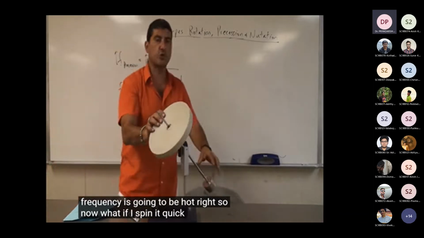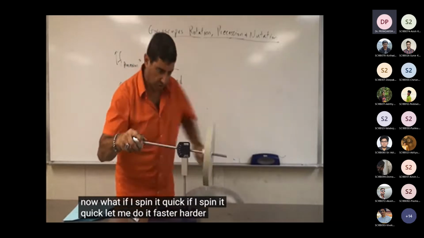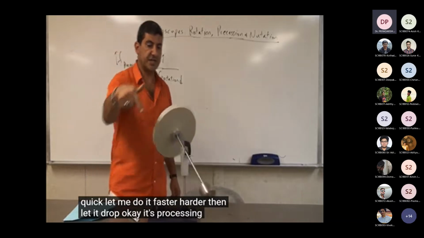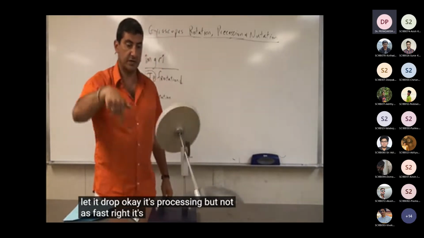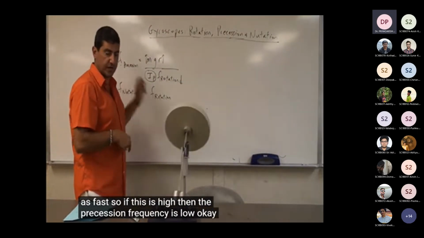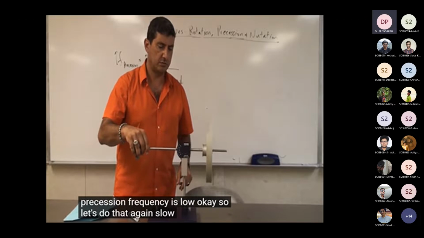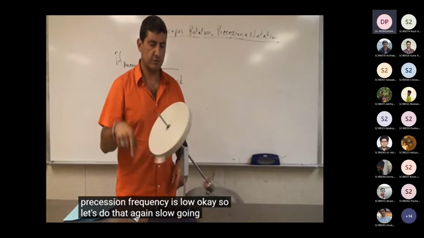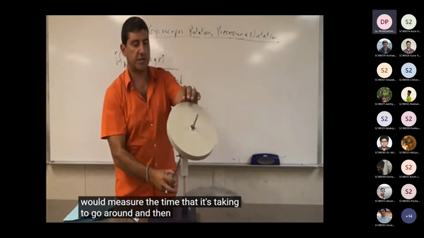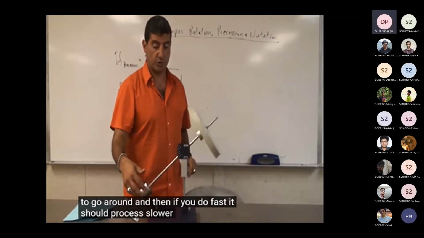So now what if I spin it quick? If I spin it quick, let me do it faster, harder, then let it drop. Okay, it's precessing, but not as fast, right? It's moving around, but not as fast. So if this is high, then the precessional frequency is low, okay? So let's do that again. Slow, drop, going around. And then in a laboratory setting, we would measure the time that it's taking to go around. And if you spin fast, it should precess slower, right?